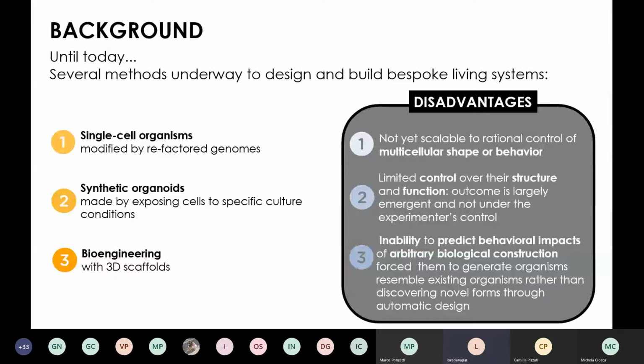Until today, several methods have been used to design and build bespoke living systems, which of course have different disadvantages. For example, single cell based methods are not scalable to rational control of multicellular shape and behavior. Another method is based on synthetic organoids, shown in this cartoon, which have limited control over their structure and function. And finally, the most recent method is bioengineering use of 3D scaffolds, which has the inability to predict behavioral impact or arbitrary biological construction. So it doesn't allow researchers to generate new forms of organisms.